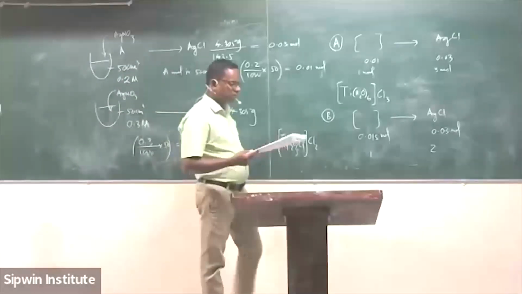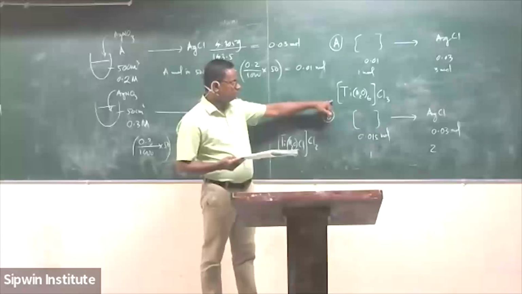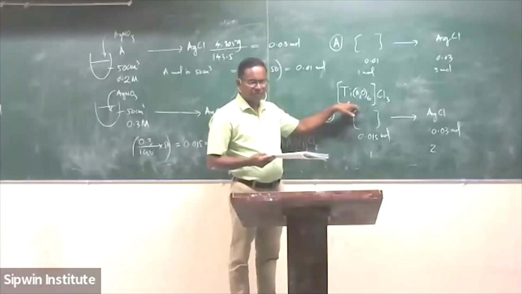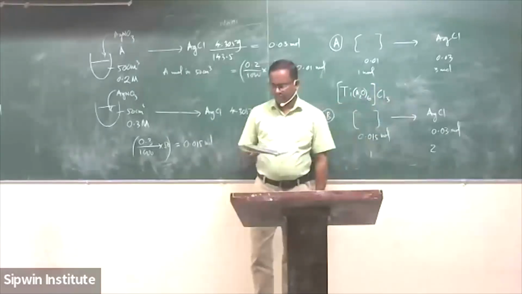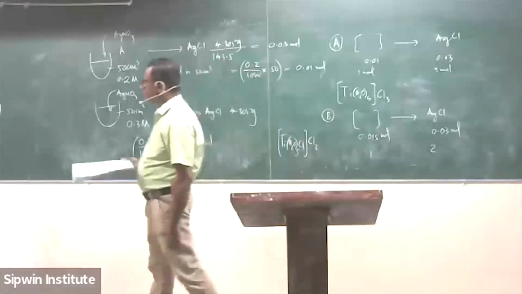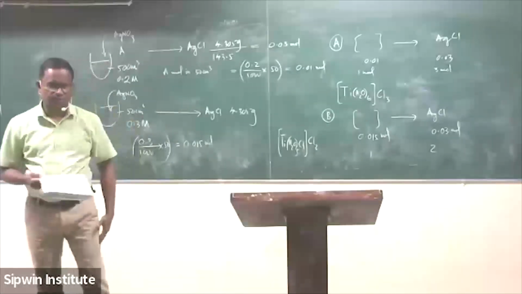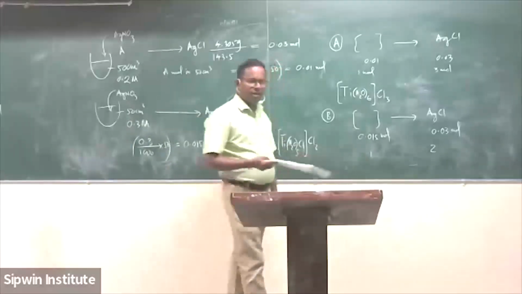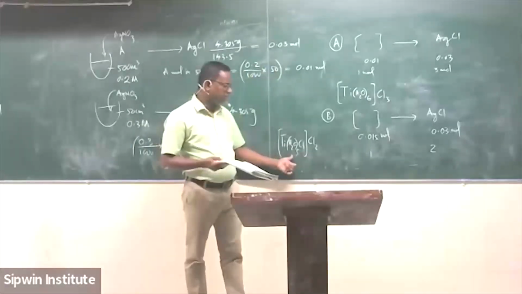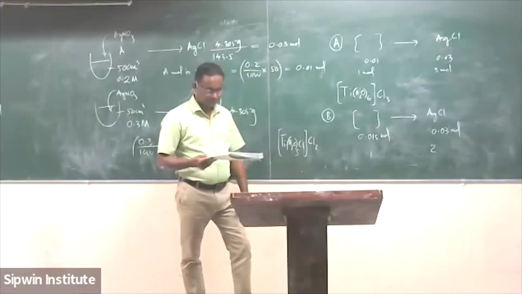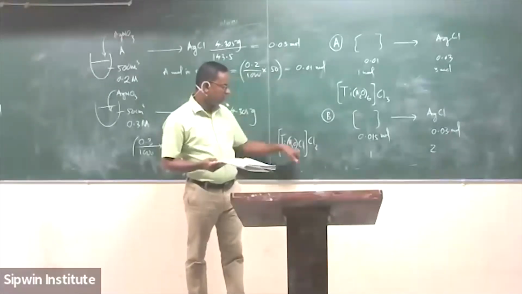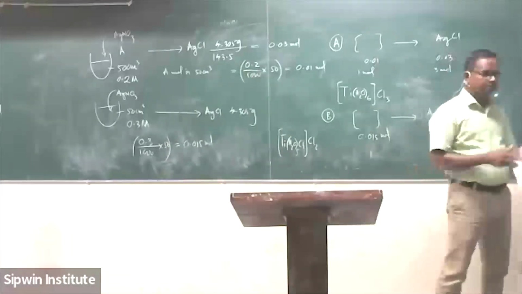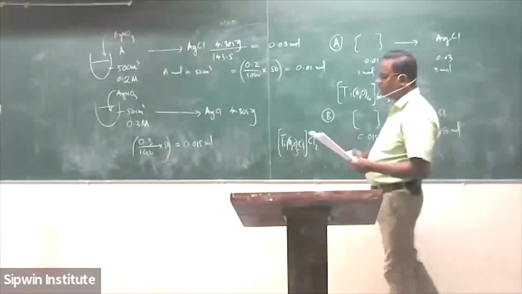Names of these, next part: IUPAC names. This one is hexaaquatitanium(III) chloride: hexaaqua titanium, oxidation number 3, space chloride. The other one, they ask the names with two ligands: pentaaquachlorotitanium(III) chloride.